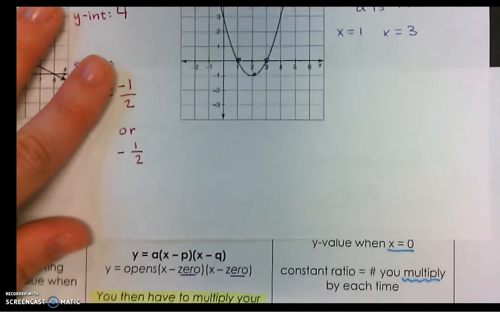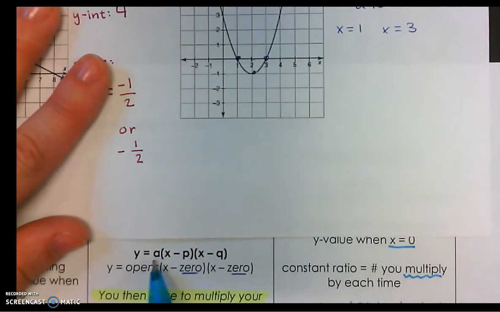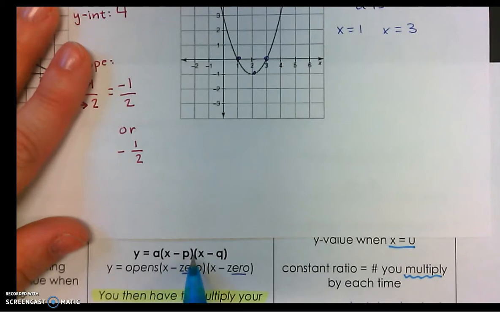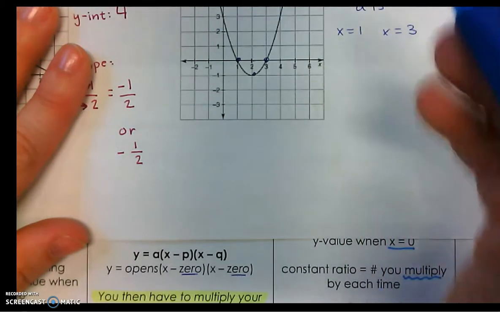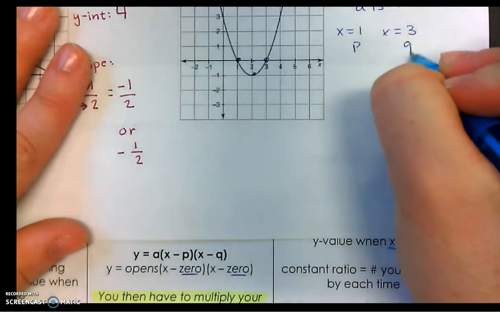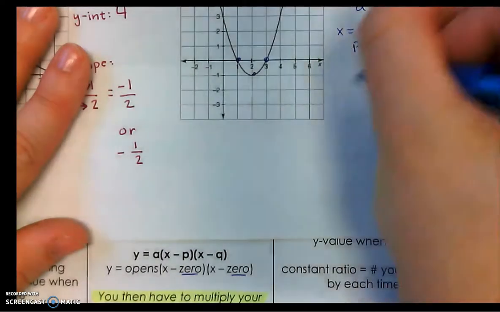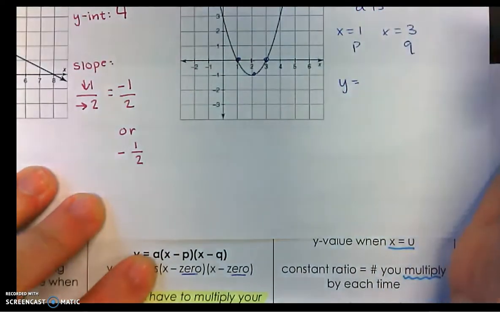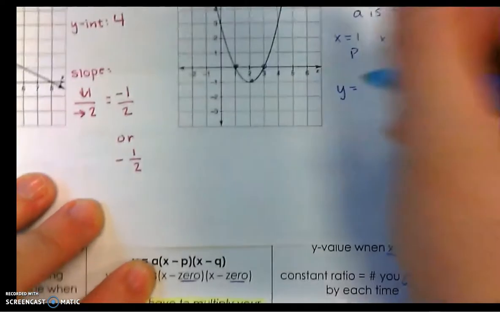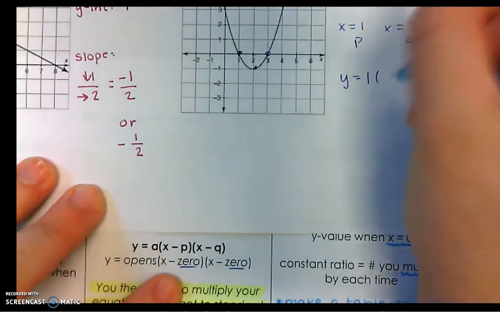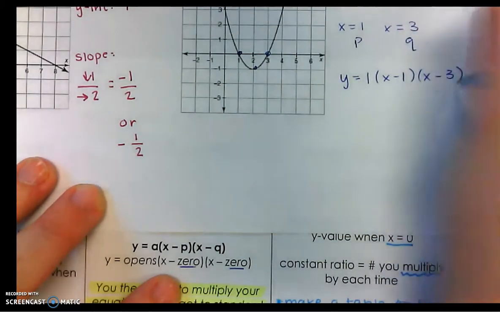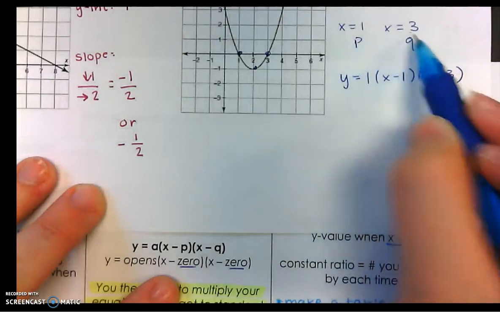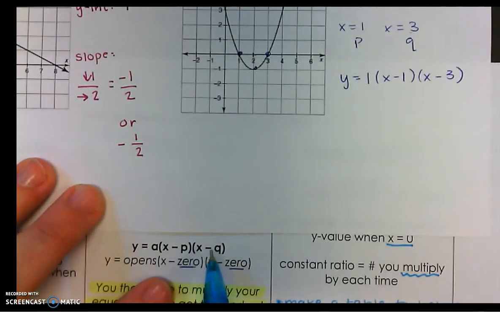Here we go. It tells me y is equal to a times x minus p times x minus q. P and q are just zeros. So our zeros are 1 and 3, so that would be your p and your q. So y is equal to a, which is positive 1 here, times x minus my first 0, times x minus my second 0. Even though these are positive, in my formula I'm subtracting.